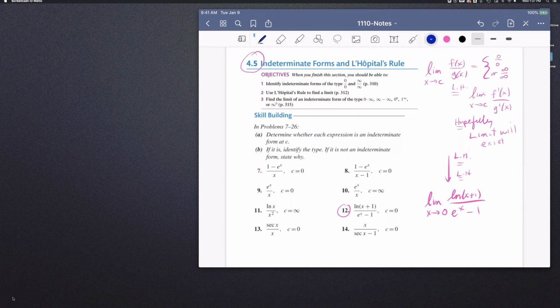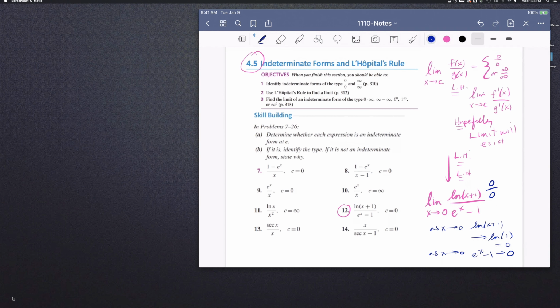And we are seeing that as x gets closer to 0, the logarithm of x plus 1 is getting closer to the logarithm of 1, which is equal to 0. And as x gets closer to 0, e to the x minus 1 is getting close to e to the 0 minus 1, which is also equal to 0. So this limit is of the form 0 over 0. What we'd like to do now is to try to compute this limit using L'Hopital's rule.